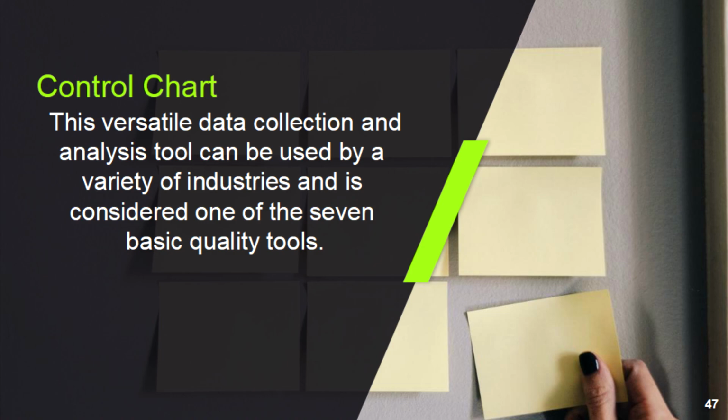In conclusion, the control limits of a control chart represent the process variation and help indicate when your process is out of control. This versatile data collection and analysis tool can be used by a variety of industries and is considered one of the 7 basic quality tools.